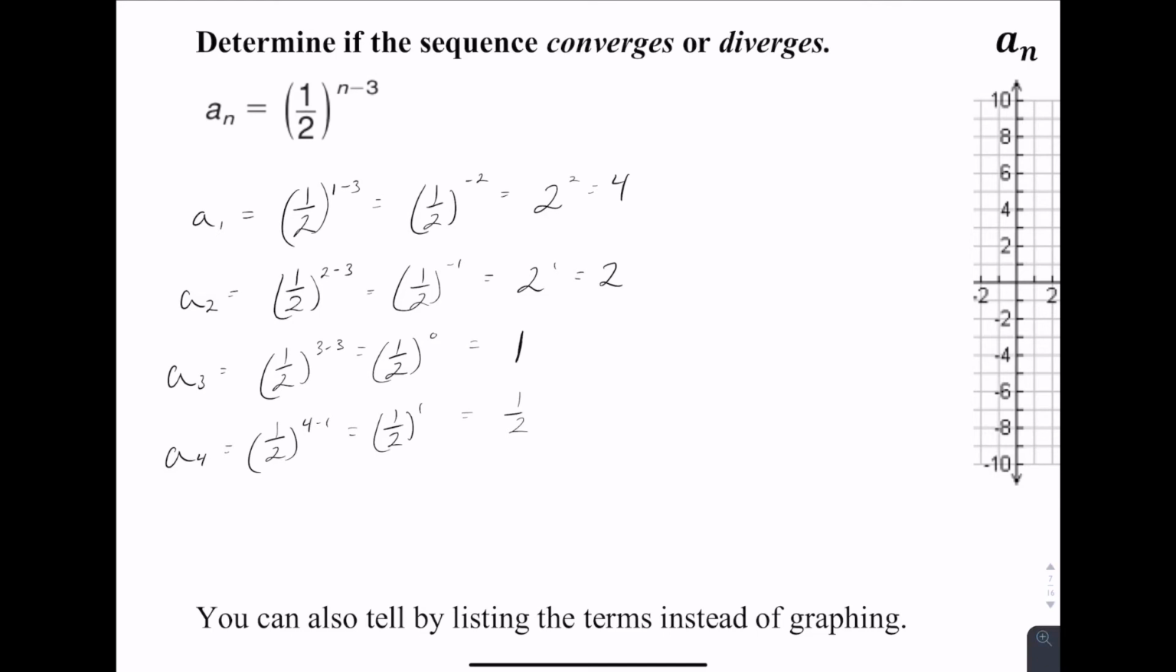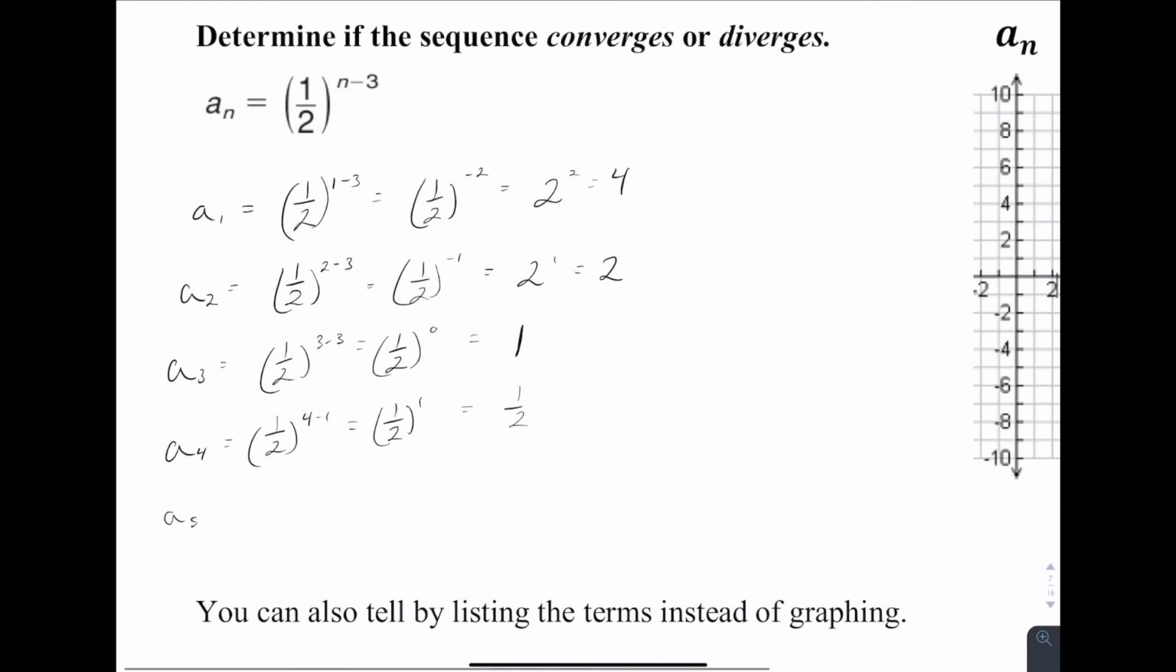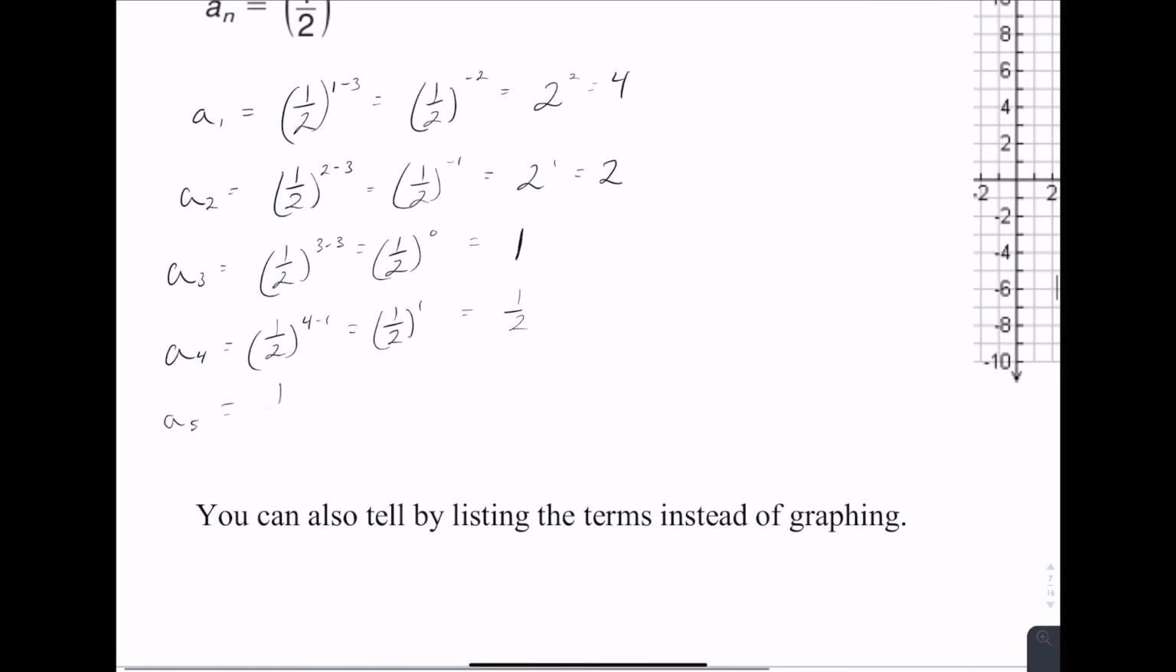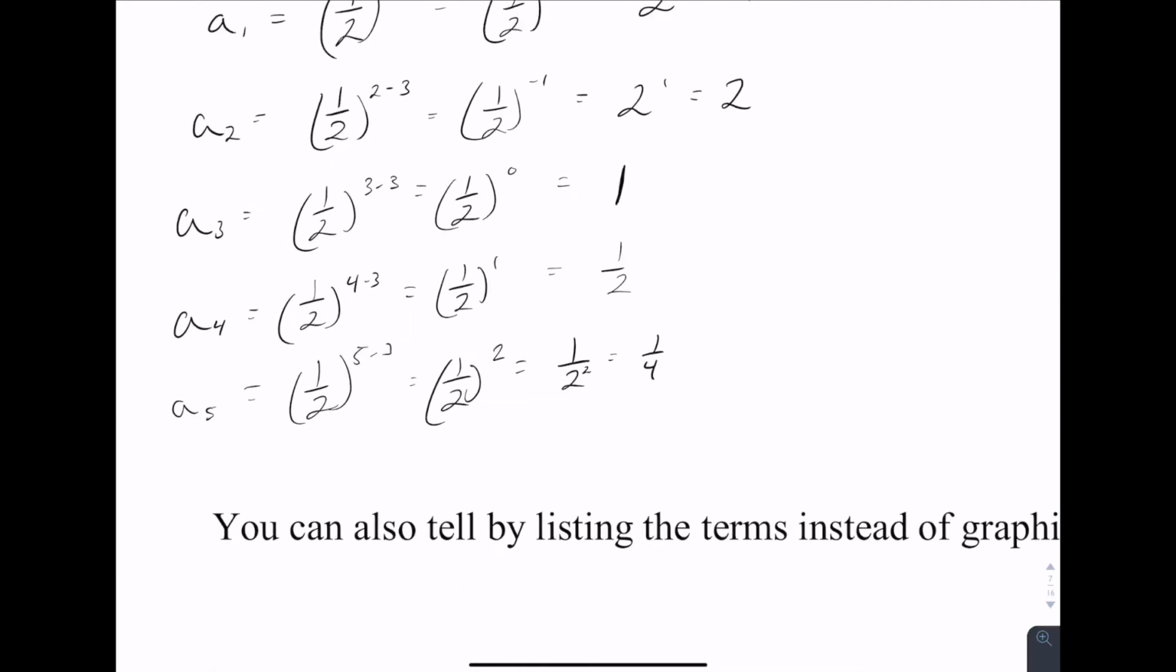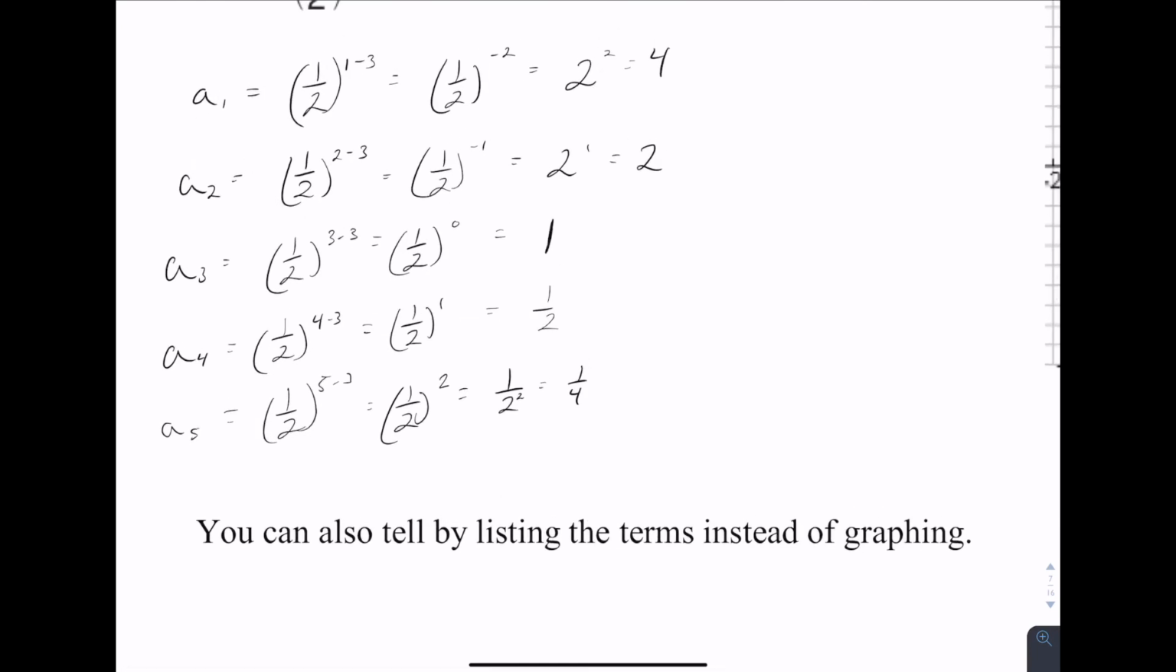All right, now let's do a5 for good measure. Okay, this equals 1/2 to the 5 minus 3. So it's squared. So that gives us 1 over 2 squared, which gives us 1/4. Okay, so they're getting smaller. Notice it's 4, then 2, then 1, then a half, then a fourth.